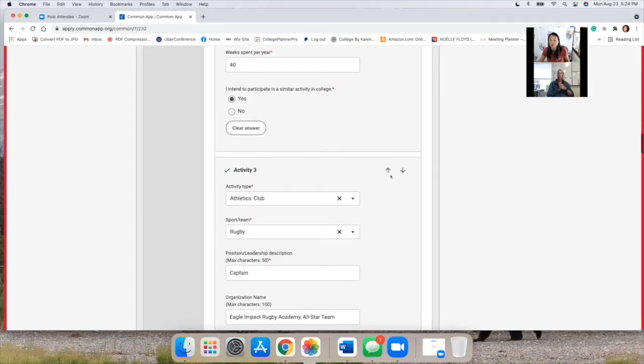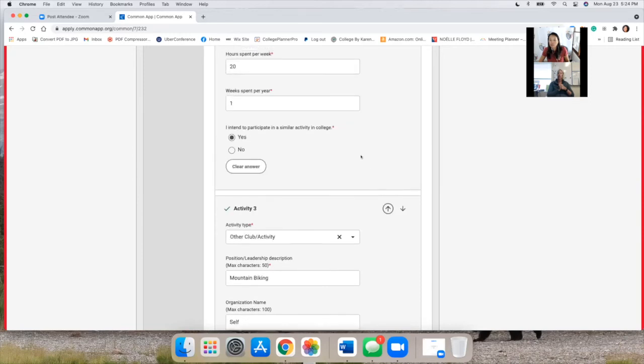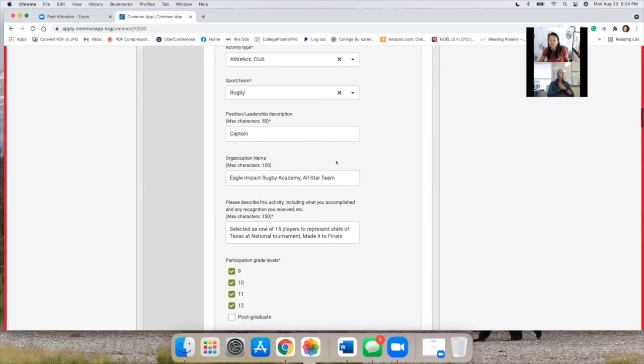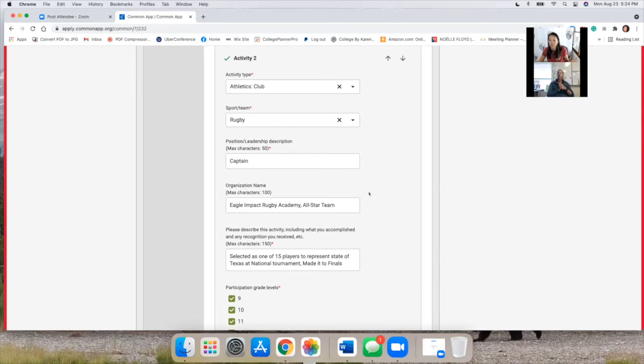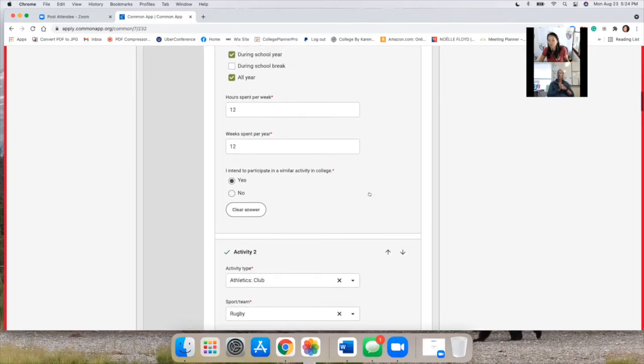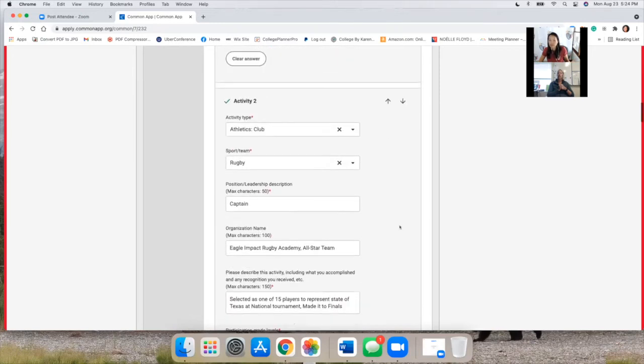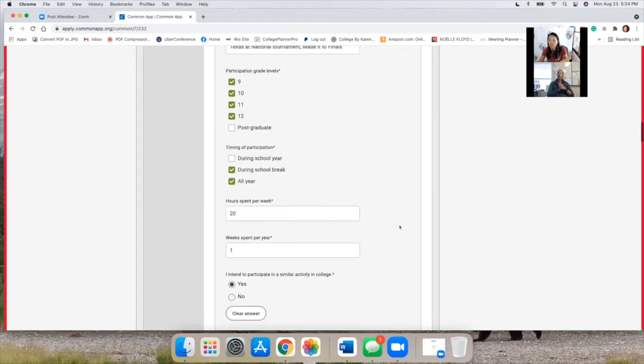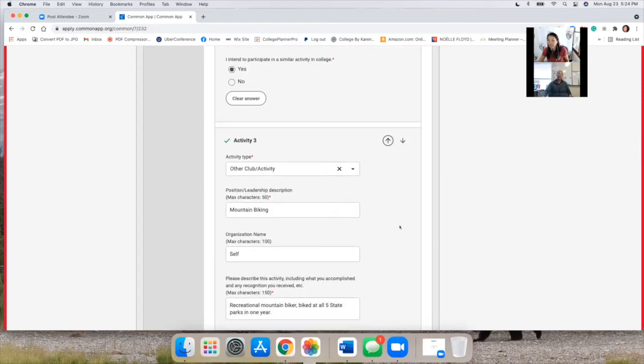And then, you know, these arrows, you can move up the priority. So this student, we made up something about playing for ERA, but we're going to make that number 2 because we think this person spends more time doing that than mountain biking. So you can reprioritize your activities as you see fit, of what is most important.